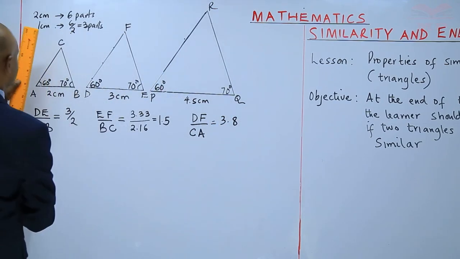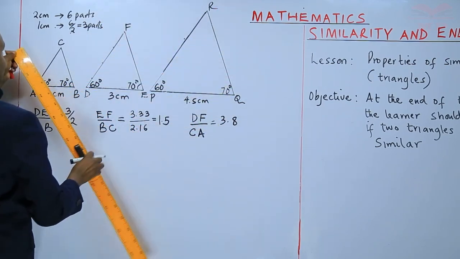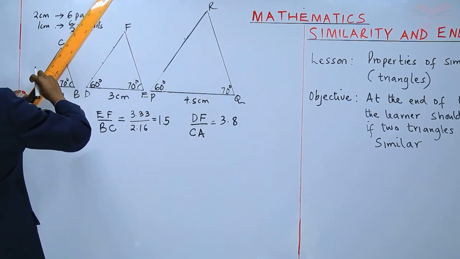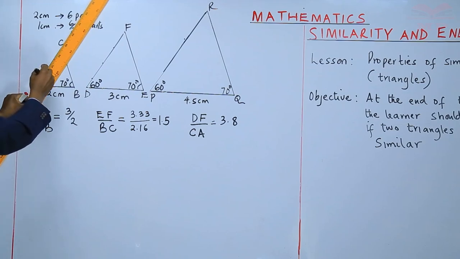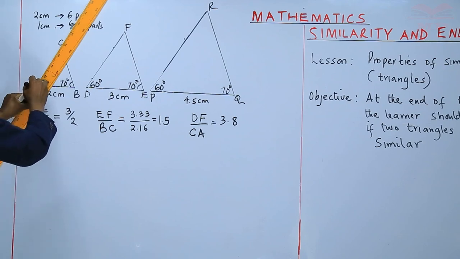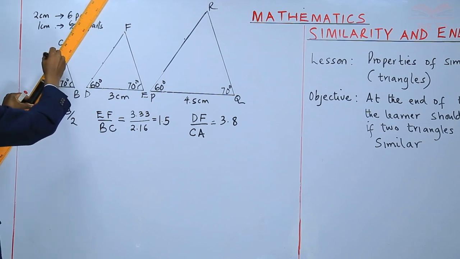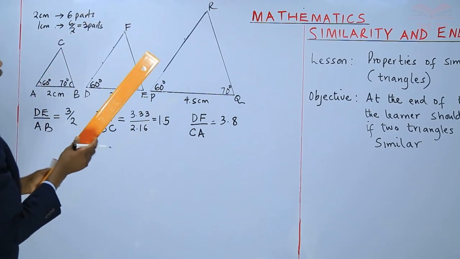We shall come to these. I can measure at the center, using the center. So 1, 2, 3, 1 centimeter. 1, 2, 3, 2 centimeters. And one of that.